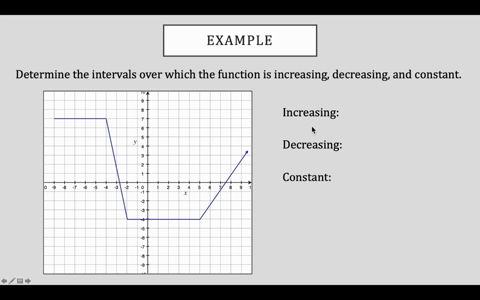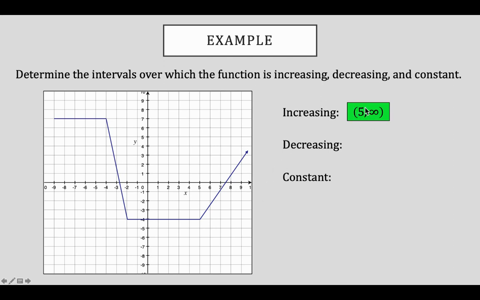So when we're trying to figure out where the function is increasing, this is saying over what values of x is the function increasing? Well, where is the graph going up as we move from left to right? This portion of the graph right here. And over what values of x does that include? Well, that includes values of x from x equals 5 to x equals infinity. So we're going to write that answer in interval notation. The interval is from 5 to infinity.